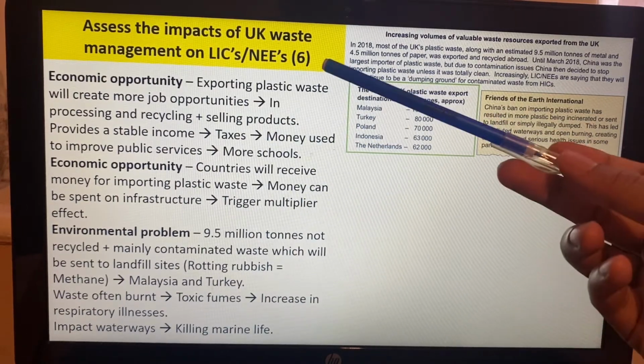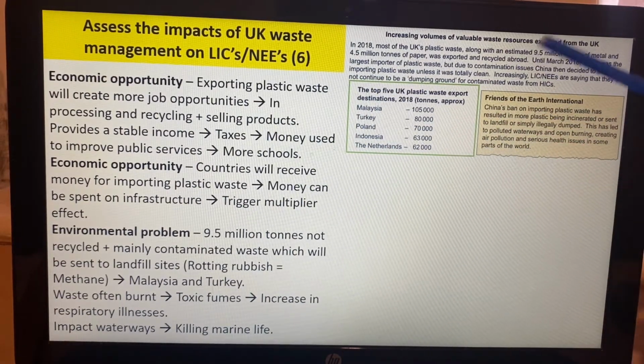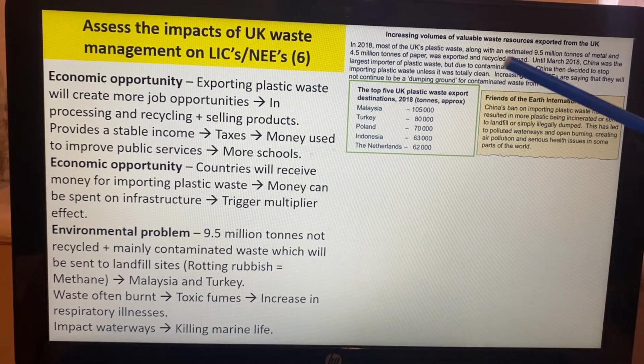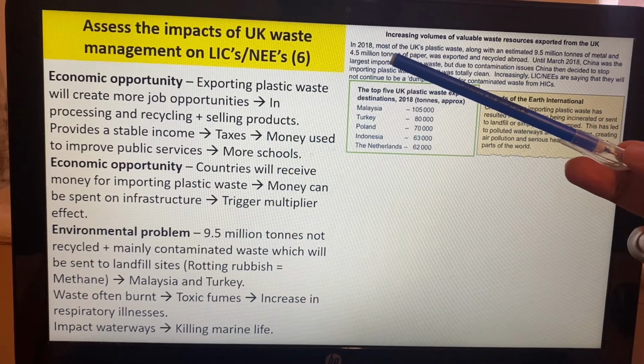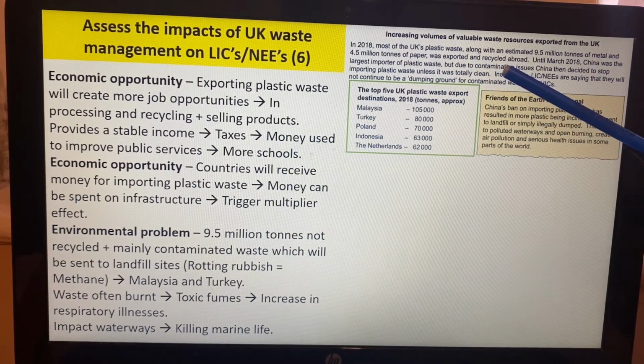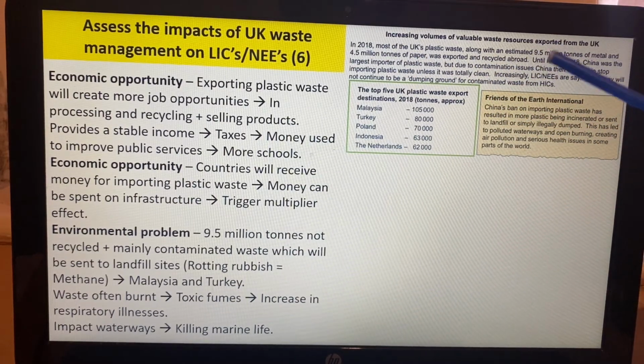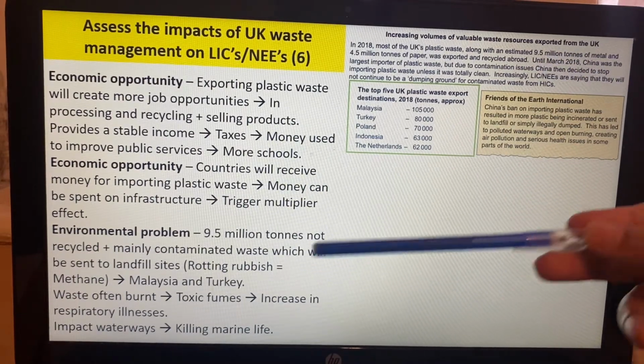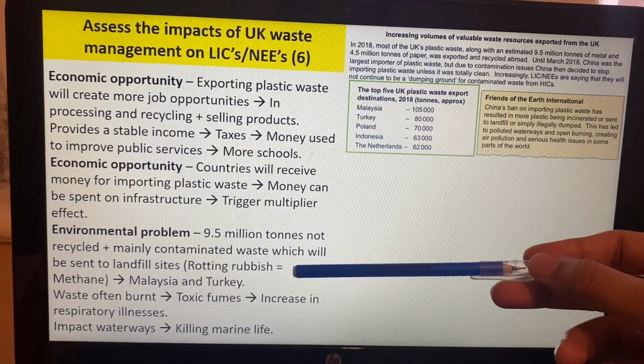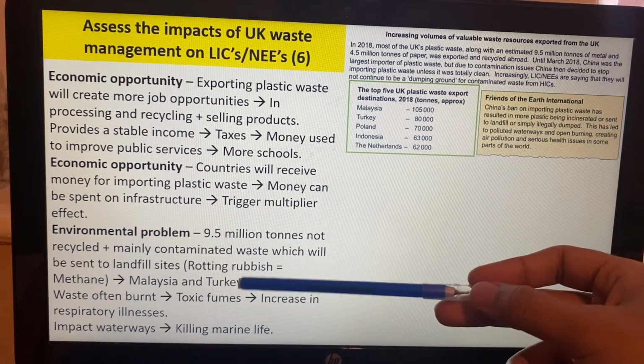But we know that, again, assessing, we know there's a lot of negative towards that, and that's more environmental, isn't it? So read that point over there. It says 9.5 million tons of metal and 4.5 million tons of waste was exported and recycled abroad. So actually 9.5 million is non-recyclable. Okay, so that's not recycled. So therefore a lot of it is contaminated, which you need to state.